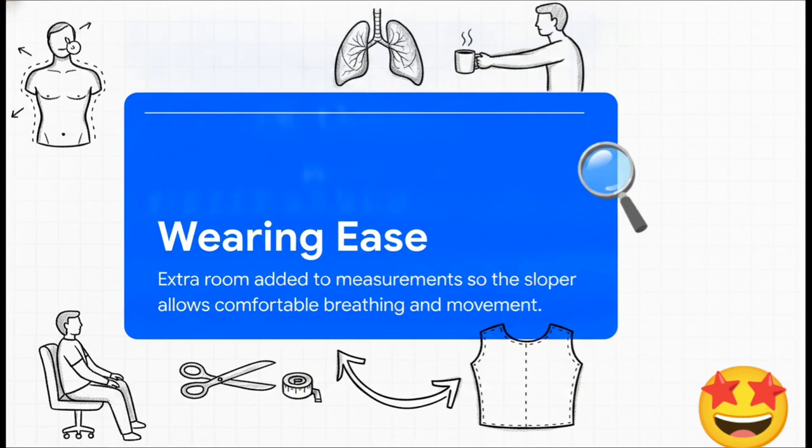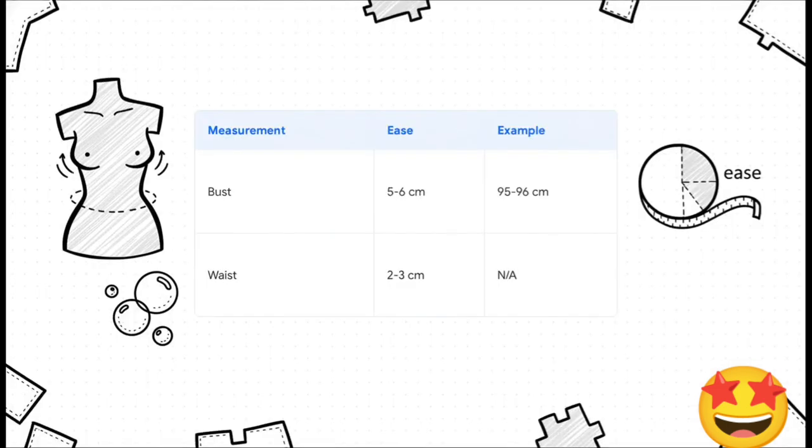And remember, this is very different from design ease, which is what dictates the actual style of the garment. You know, like an oversized jacket versus a tightly fitted blouse. And this brilliantly illustrates exactly how that concept is applied. For a basic sloper, the standard wearing ease added to the total bust circumference is about 5 to 6 centimeters. For the waist, it's just 2 to 3 centimeters.